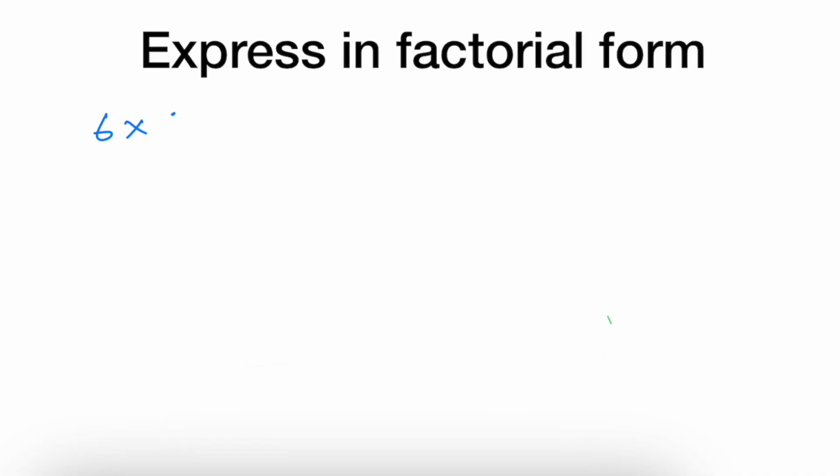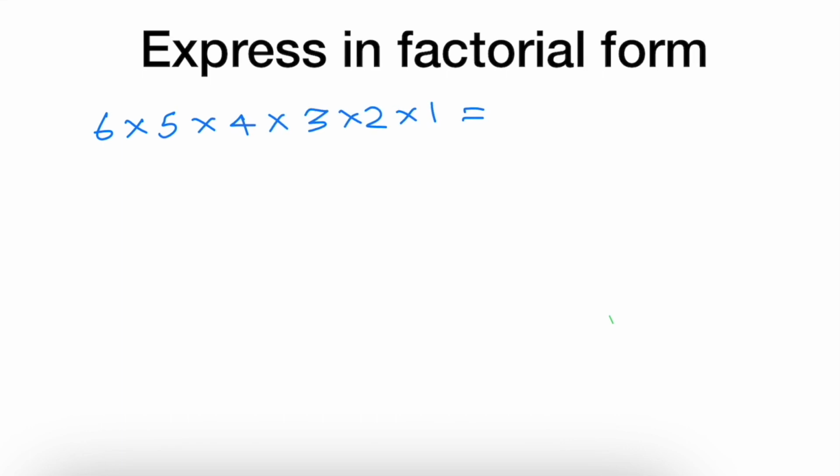Let's do a few problems. How do you express this in factorial form? 6 into 5 into 4 into 3 into 1. You know that this is equal to 6 factorial, right? Simple. So next one. Let's call this problem A.